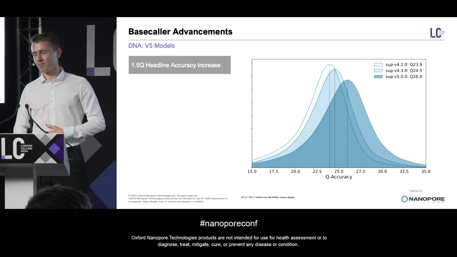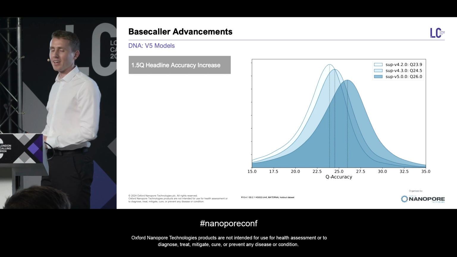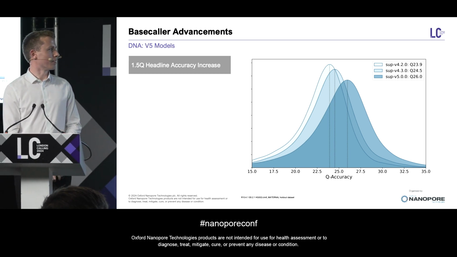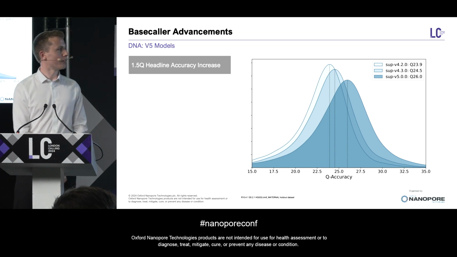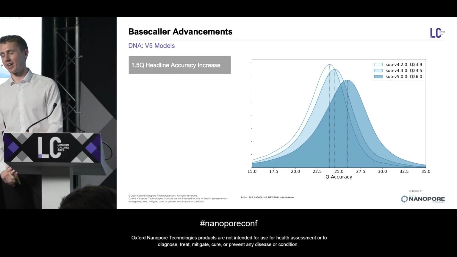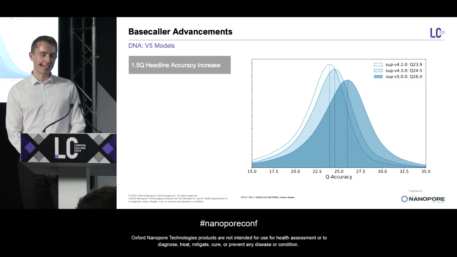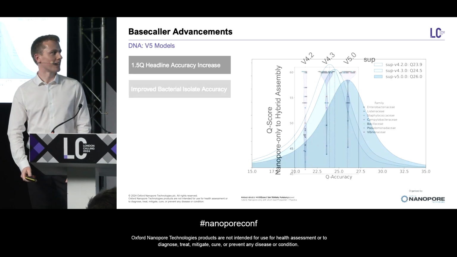Starting with accuracy. Here we have the accuracy for the previous generation of models, V4.2, the current generation of models, V4.3, and the new generation, V5. So we see a 1.5 Q-point improvement, which is pretty great accuracy jump. And again, it just needs you to update your software models, and it's available for you to use.